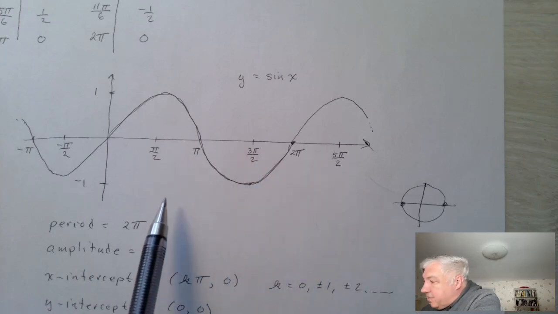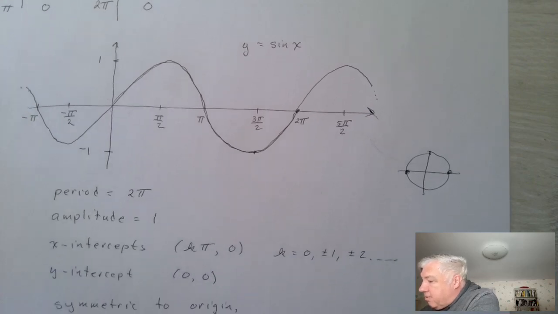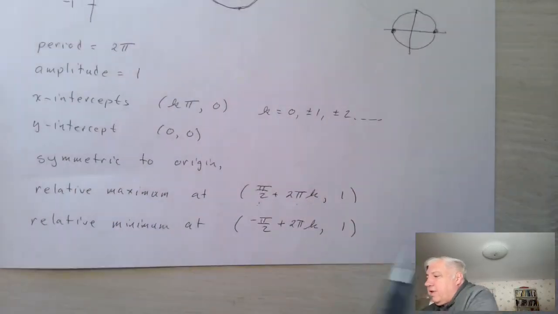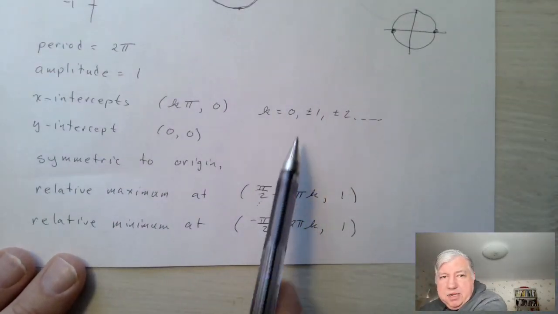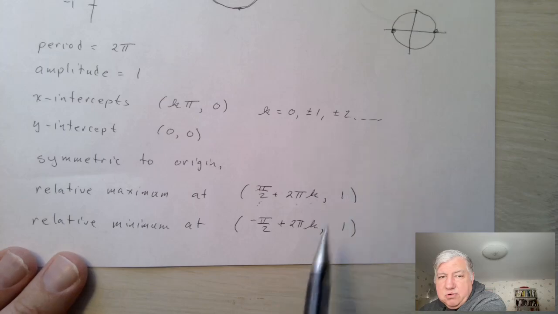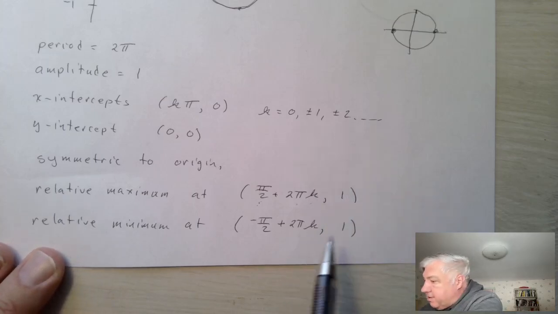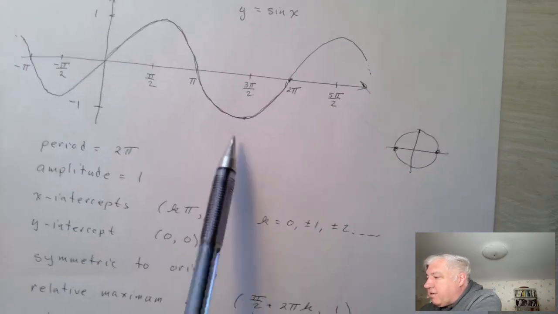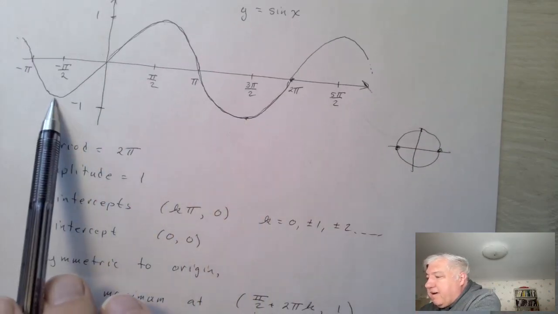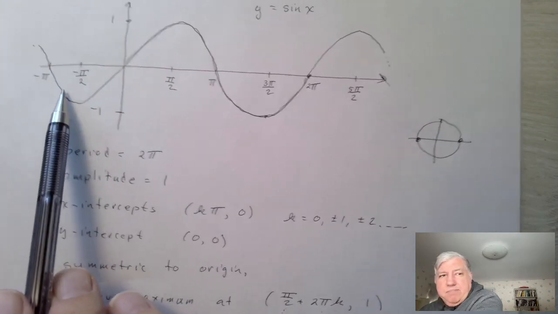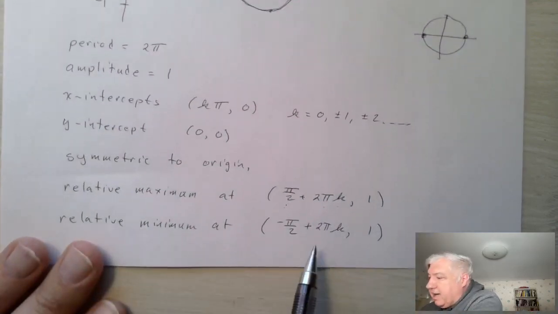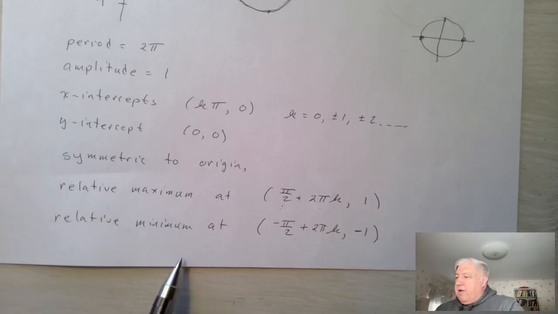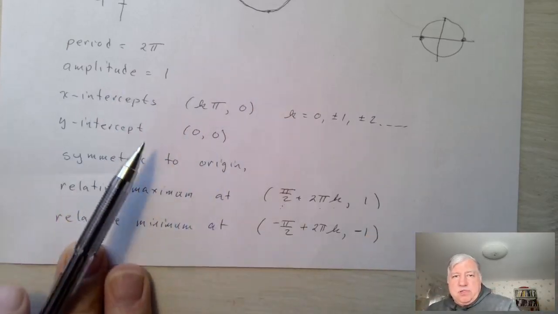So the maximum occurs when x is pi over 2 plus 2 pi k, where we're assuming k is an integer like 0, plus or minus 1, and so on. The relative minimum occurs at 3 pi over 2, or negative pi over 2, or basically negative pi over 2 plus any multiple of 2 pi k. And this is my mistake, I'm glad we caught this. The y coordinate at the relative minimum, of course, is negative 1.